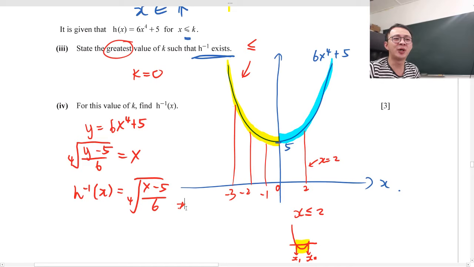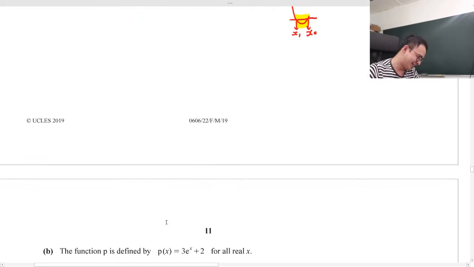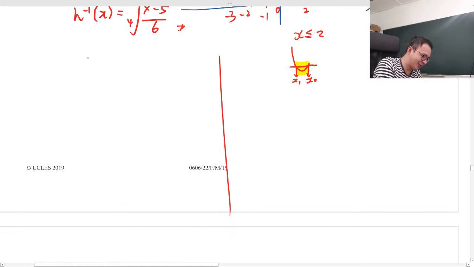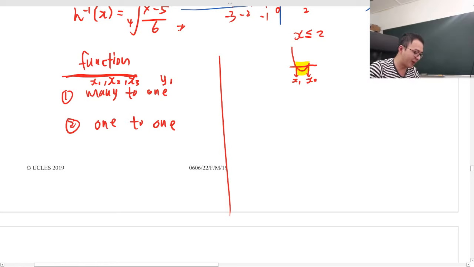So, many to 1 or 1 to many. First thing is, 1 to many is not even considered a function. Okay, never mind, just let me revise a little bit. Actually, I do not want to waste time here, but just a quick revision. For functions, you basically have 2 types: either many to 1 or 1 to 1. These 2 types are considered functions. Many to 1 means you can have many x values, x1, x2, x3, going into only one y value. 1 to 1 means one x value goes into one y value.